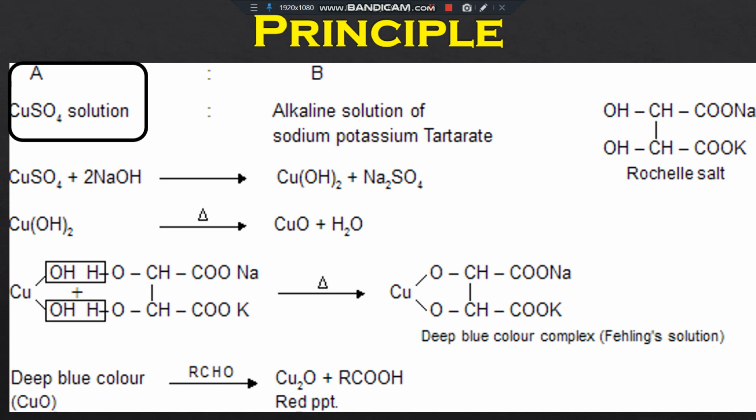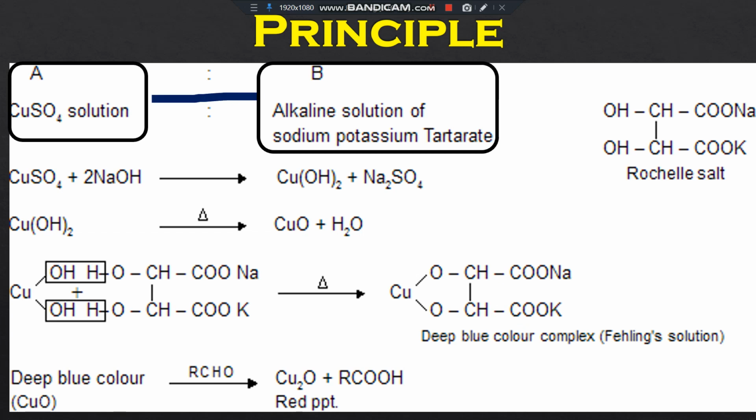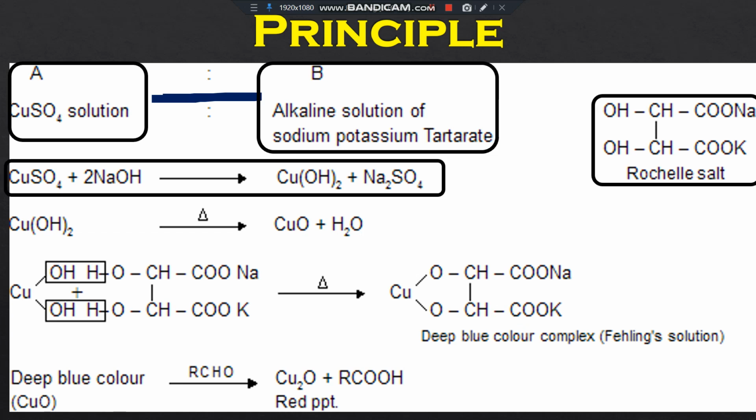We have Fehling reagent A, that is CuSO4 solution in distilled water. The second solution is an alkaline solution of sodium potassium tartrate. We have dissolved potassium hydroxide and used Rochelle salt in distilled water, and then we mixed these two and gave the final solution. This is the Rochelle salt. So the first reaction is CuSO4 in presence of alkaline environment converted into Cu(OH)2 plus sodium sulphate.